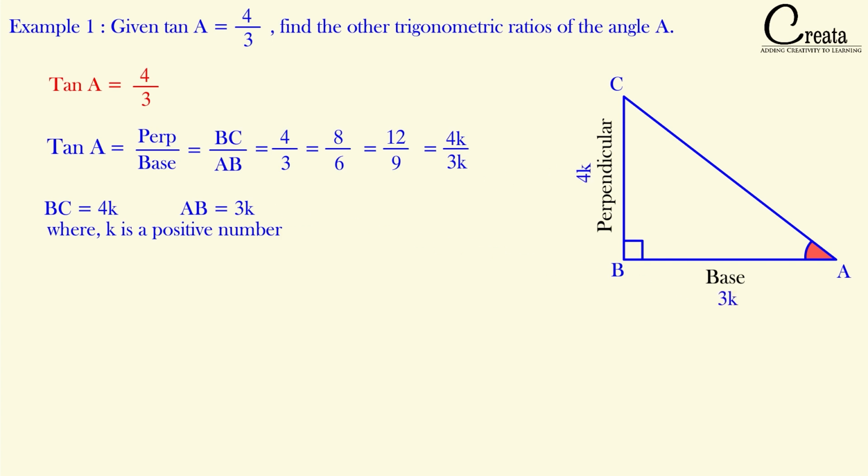Further in this question, we have to find the other trigonometric ratio. Other trigonometric ratio means we have to find sine A, cos A, cosec A, sec A and cot A. For finding all these trigonometric ratios, we need all the three sides, that is perpendicular, base and hypotenuse. Two are given, perpendicular and base. Let's find the third missing side, that is hypotenuse.